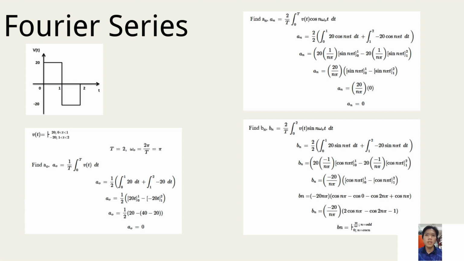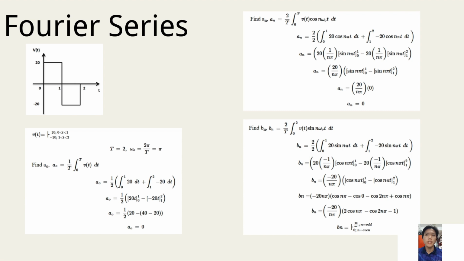A naught, the DC component value, is calculated with the formula a naught equal to 1 over T multiplied by the integral from 0 to T of the function v of t dt, and the value we get is a naught equal to 0. Next, the formula 2 over T multiplied by the integral from 0 to T of the function v of t cos n omega naught t dt is used to find the an value. The value that we get for an is 0 as it is an odd periodic function.